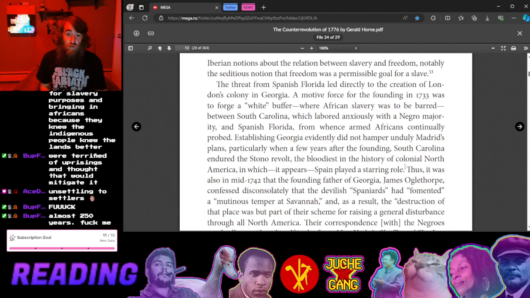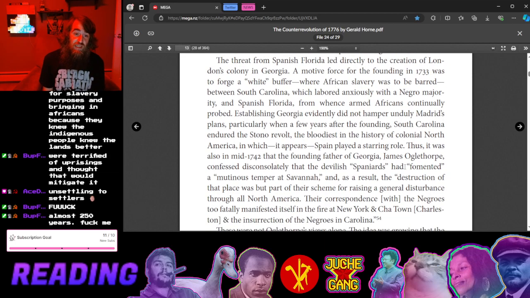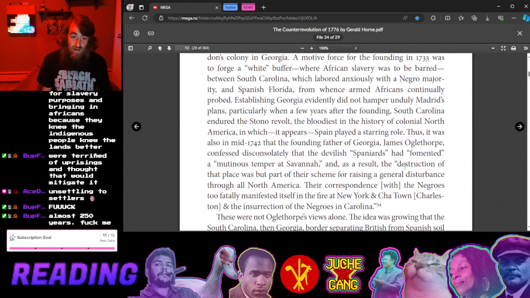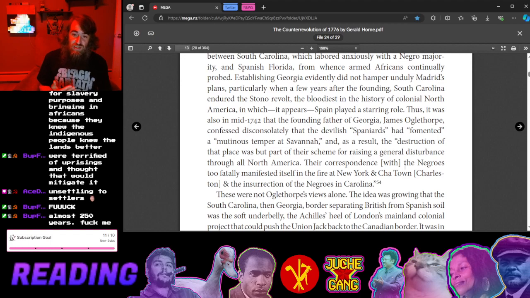The threat from Spanish Florida led directly to the creation of London's colony in Georgia. A motive force for the founding in 1733 was to forge a white buffer where African slavery was to be barred between South Carolina, which labored anxiously with a Negro majority, and Spanish Florida, from whence armed Africans continually probed. Establishing Georgia evidently did not hamper unduly Madrid's plans, particularly when a few years after the founding, South Carolina endured the Stono Revolt, the bloodiest in the history of colonial North America, in which, it appears, Spain played a starring role.